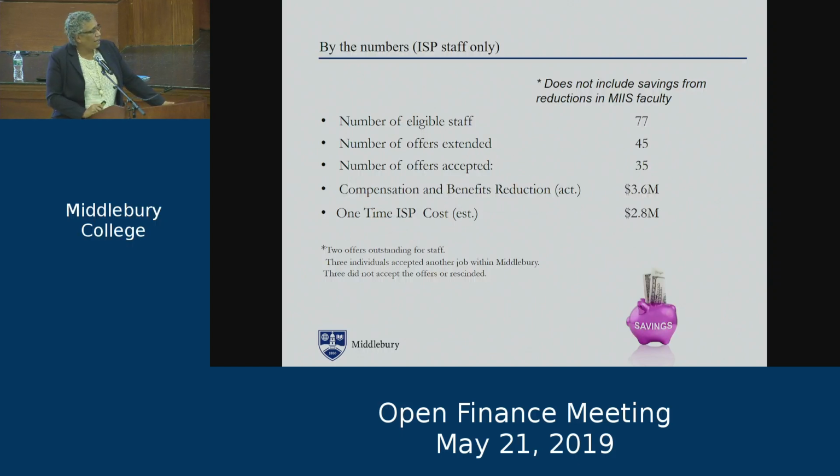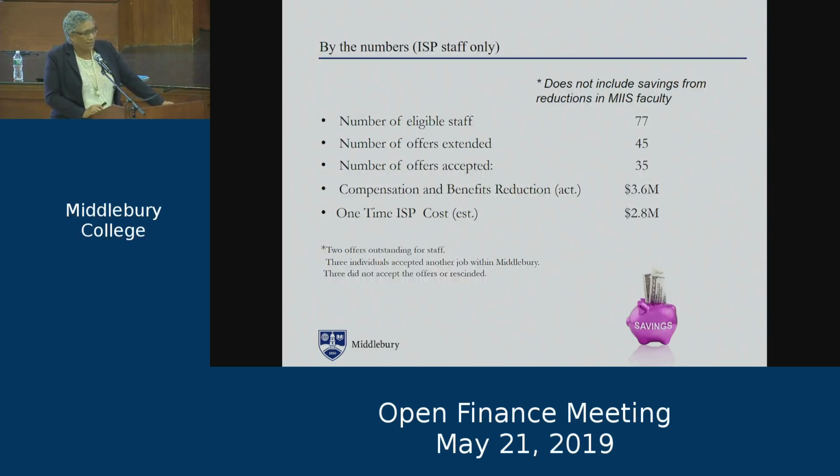On the staff side, we had 77 staff who were eligible for the ISP. Eligibility was determined by benefit-eligible employees whose work was deemed to be going away for the future state. Of those, we extended 45 offers.